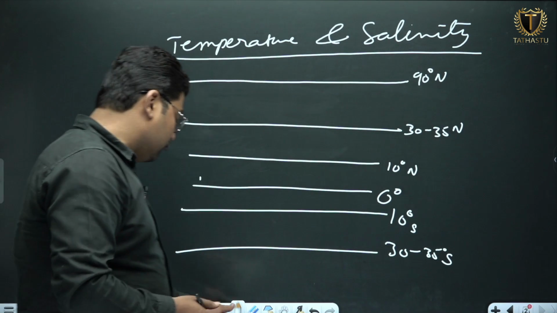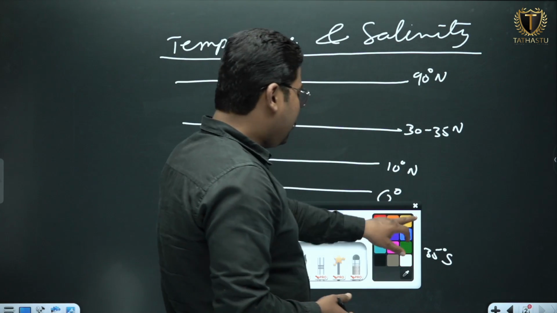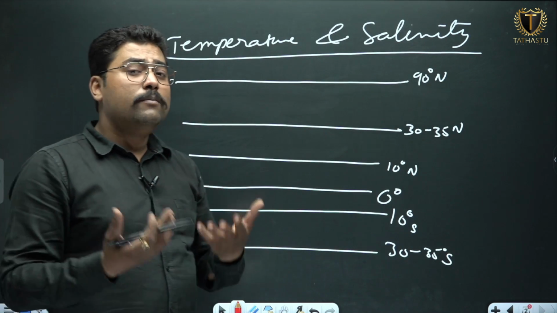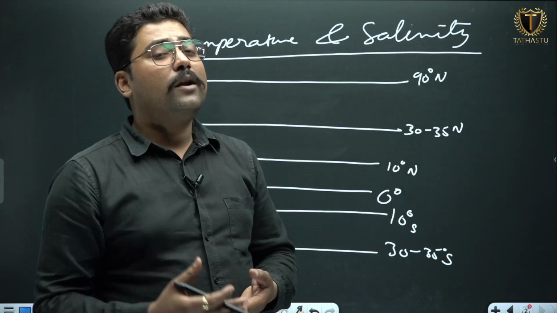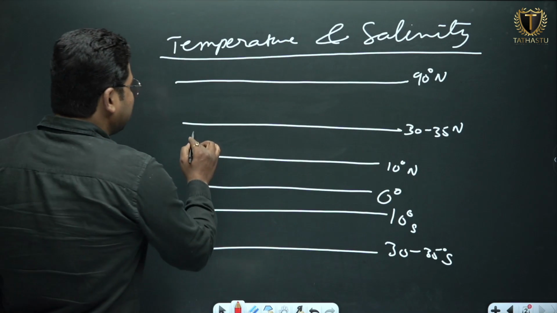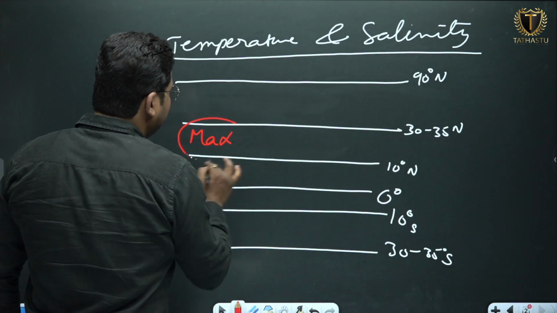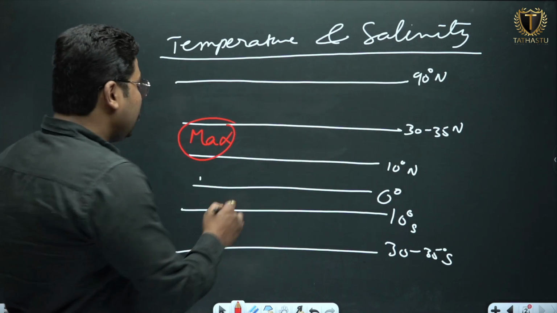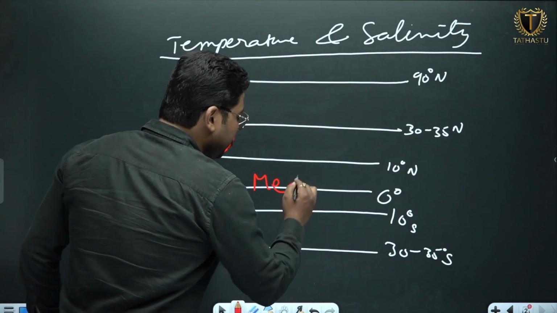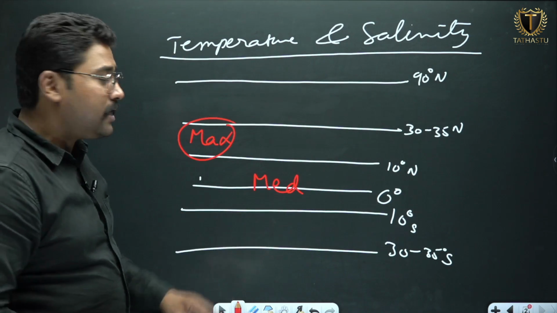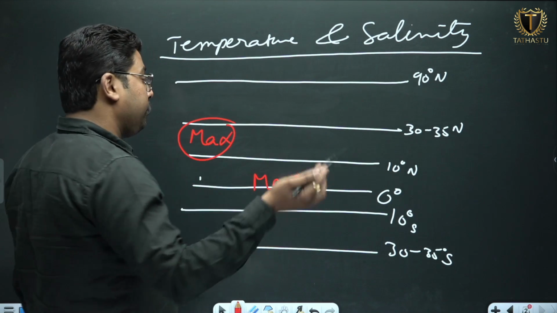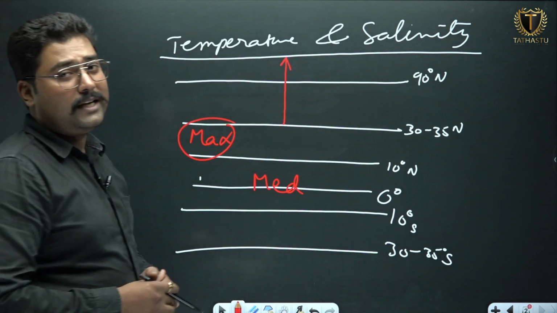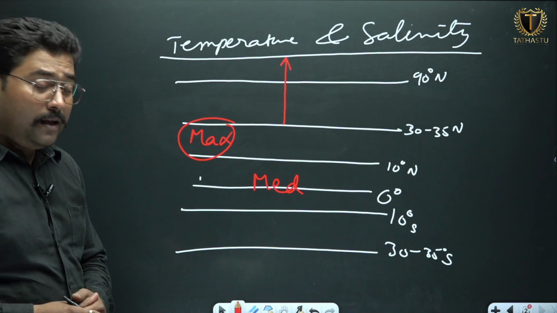So many of you might be thinking that as the equator has more temperature, it will have more salinity, but you are wrong. Technically, the maximum salinity is between 10° north to 30-35° north. Then medium salinity between 10° north to 10° south, and then the salinity goes on decreasing towards the polar areas as the water becomes colder.